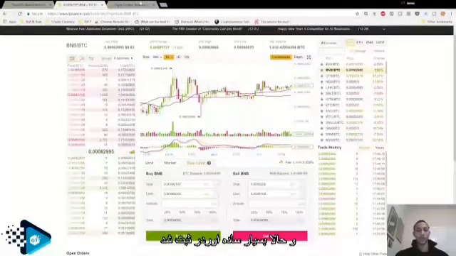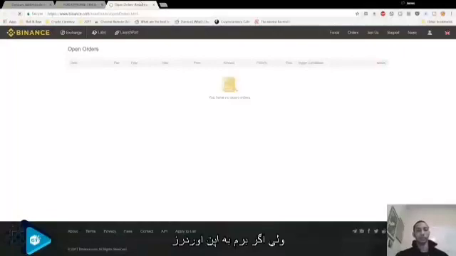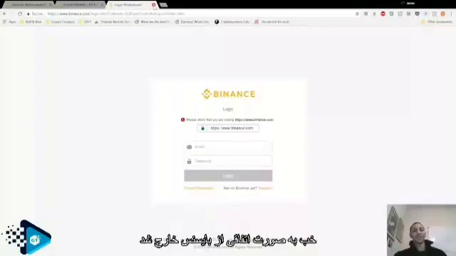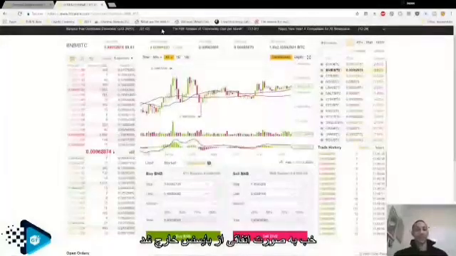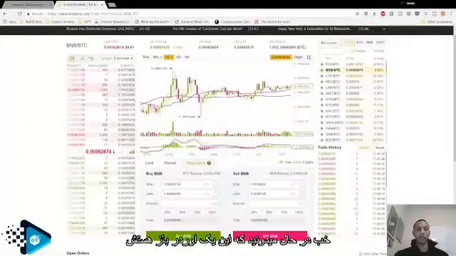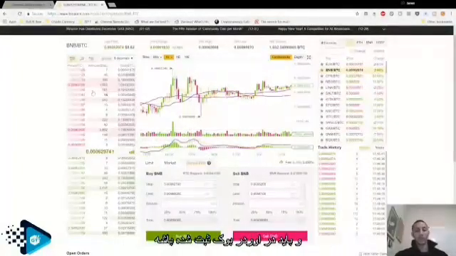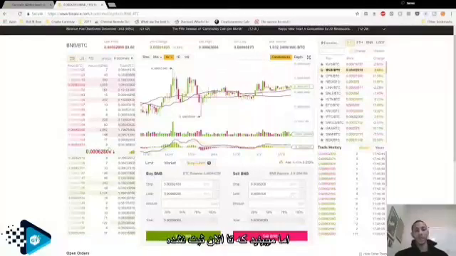But if we go to the open orders, if it loads, and I'm logged out of Binance. Interesting. That's not meant to happen. Okay. Anyway, if you saw open orders, it basically demonstrates that it's actually still an open order. So the limit order isn't placed on the books yet, so it's not there yet.